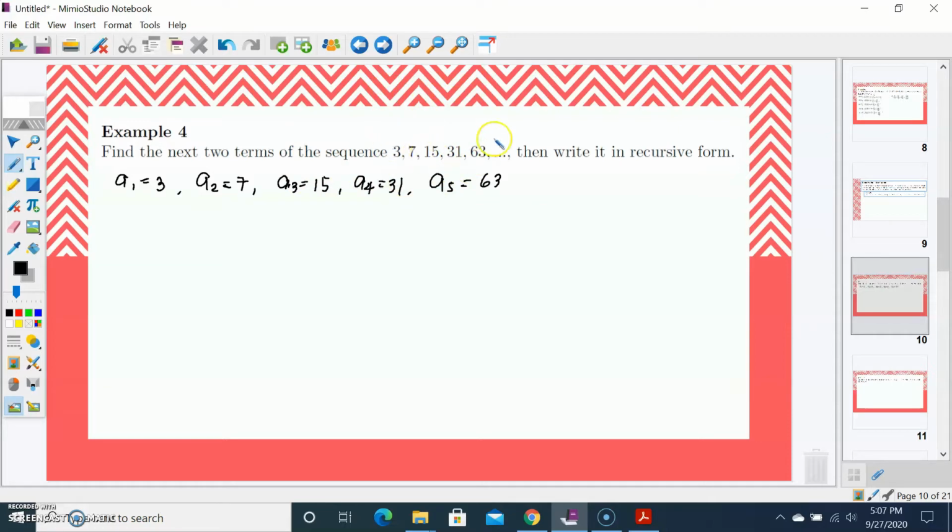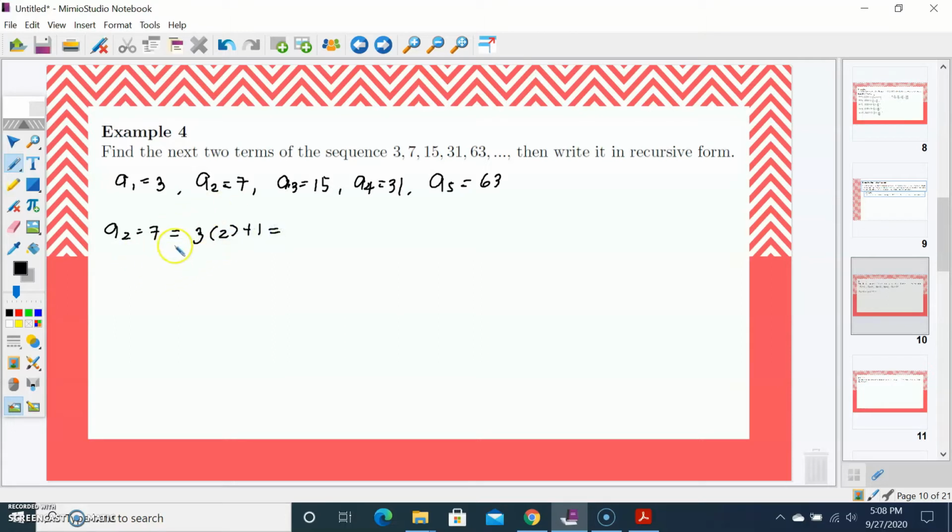Kasi di ba sabi natin, ang sequence kailangan may pattern na fina-follow or sinusunod. So ano kaya yung mga possible na pattern? Or ano yung pattern mismo nitong given sequence? Kung titignan nyo mabuti, si 7, which is the second term, our second term, which is 7, I can rewrite this as 3 times 2 plus 1.